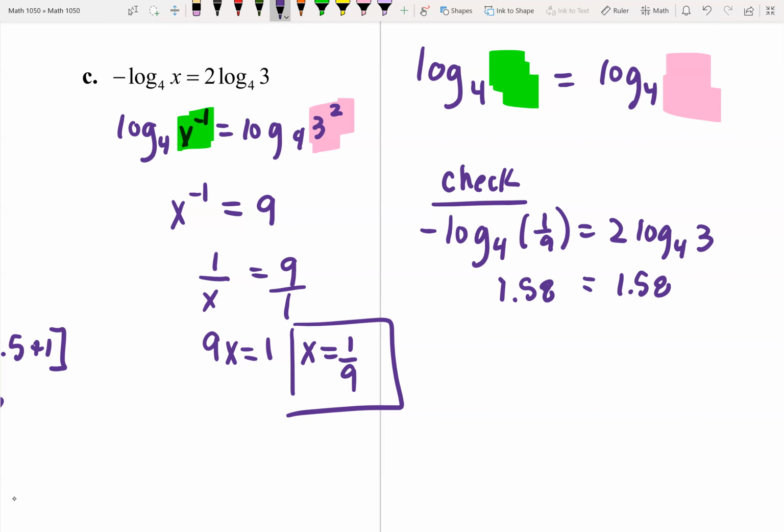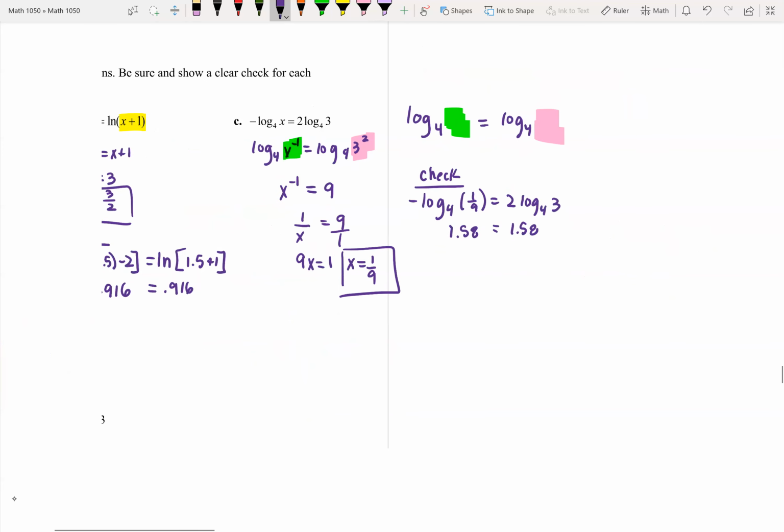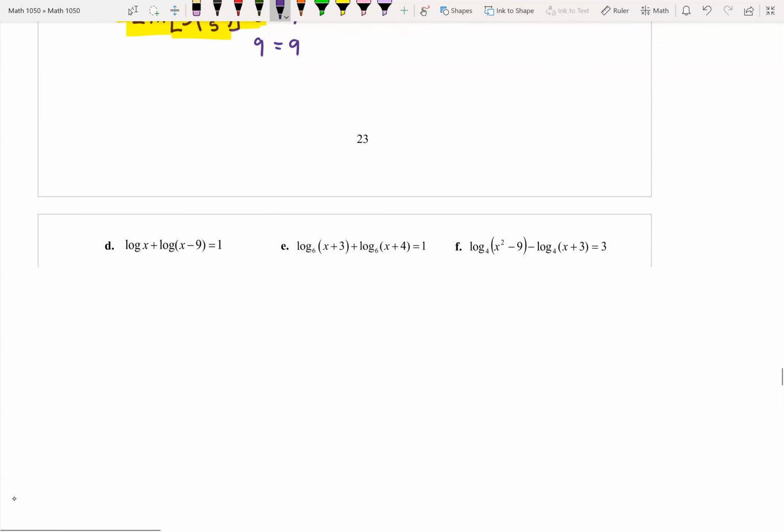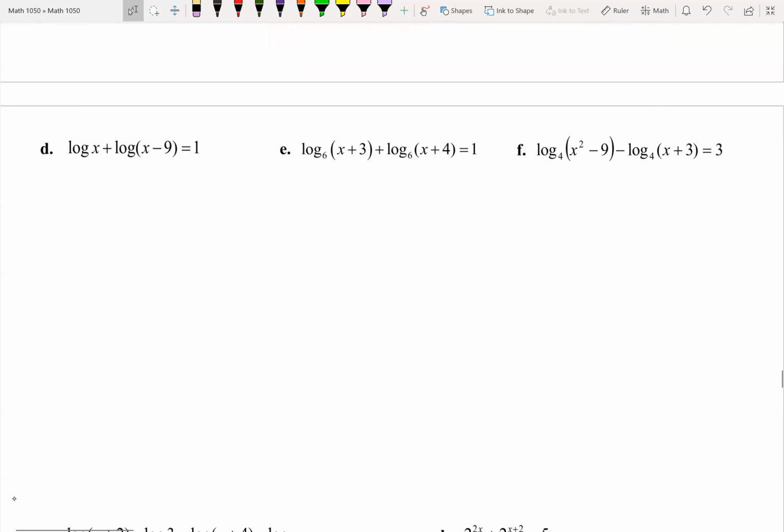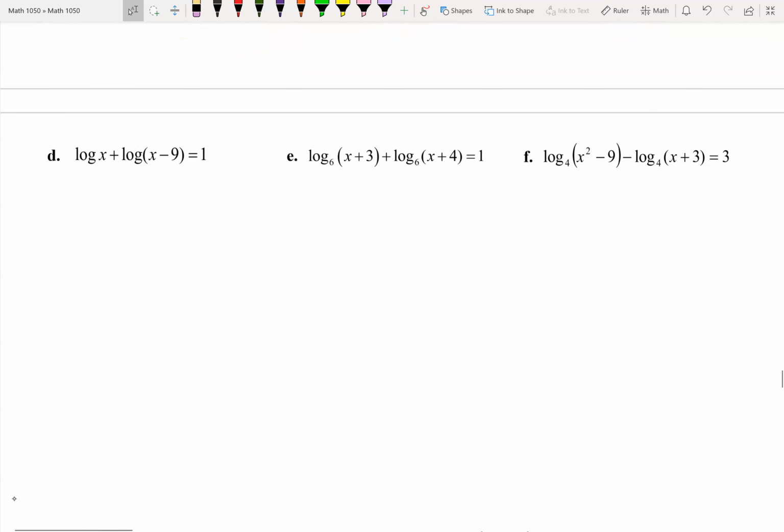I got 1.58 on both sides. Did you? Okay, awesome. Is there any possible way that that answer is wrong? Any chance of it being wrong now that I've checked it? Nope, it's right. You know you're right. Okay, here we go. This is the highlight.